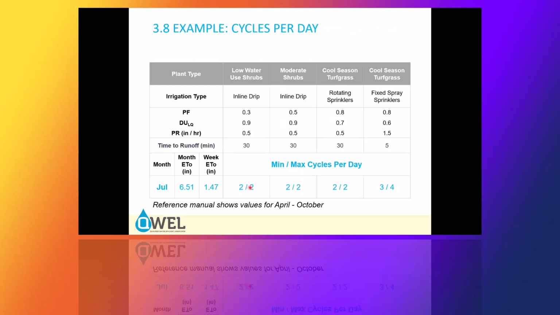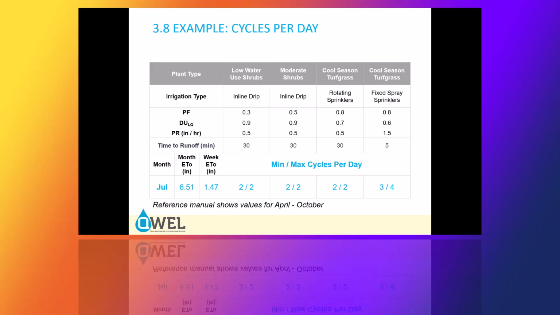Now we have all our cycles filled out for our minimum and maximum cycles per day. This is all filled out for this sheet. Now we should point out that the number of cycles required for the cool season turfgrass irrigated with fixed spray sprinklers is 3 to 4 cycles due to the short time to runoff for 5 minutes. And that's because the precipitation rate for the fixed spray sprinklers is much higher than the precipitation rate for rotating sprinklers. So we have shorter runoff times and therefore need to do more of a cycle and soak schedule.